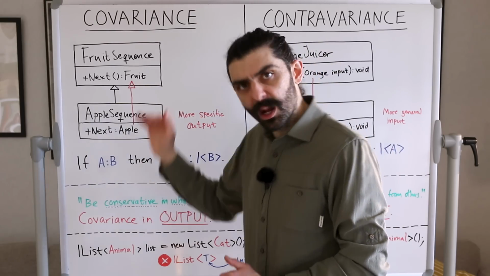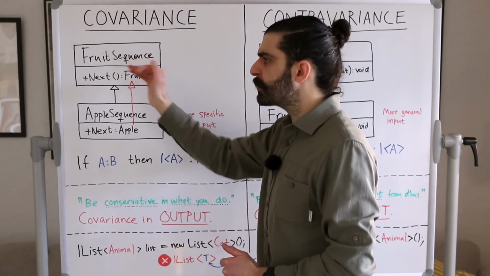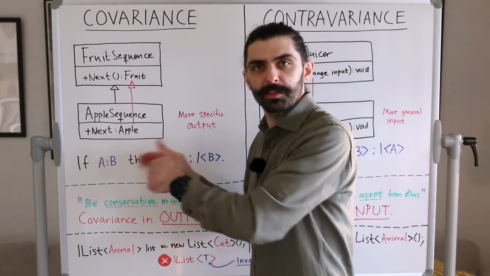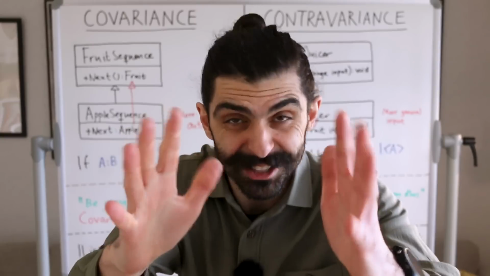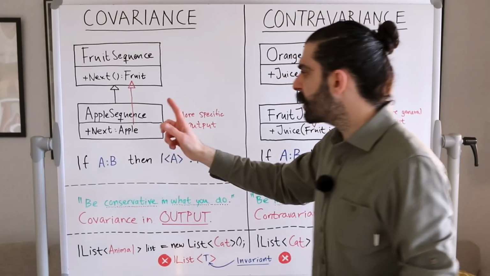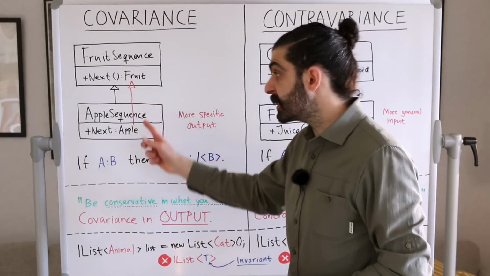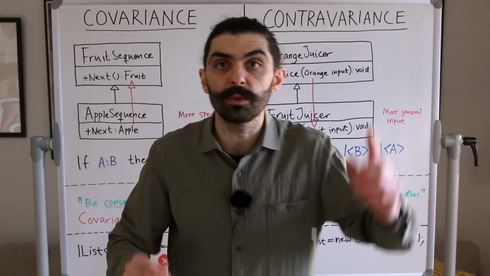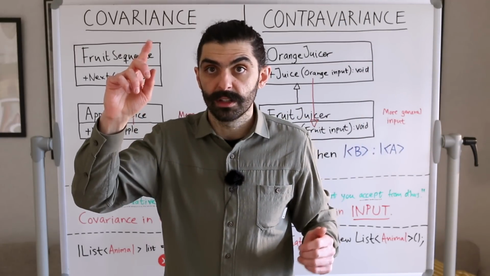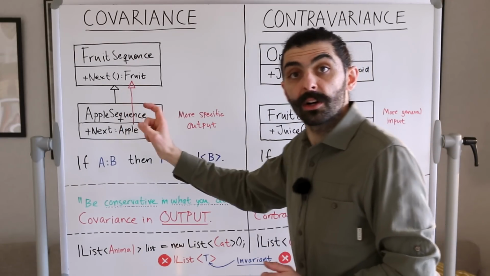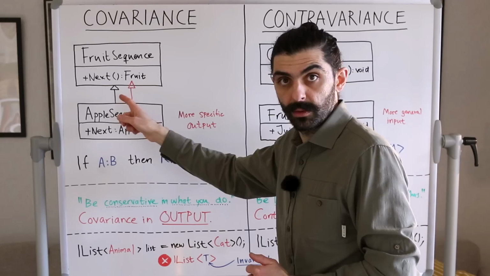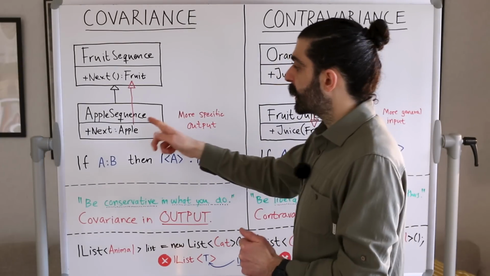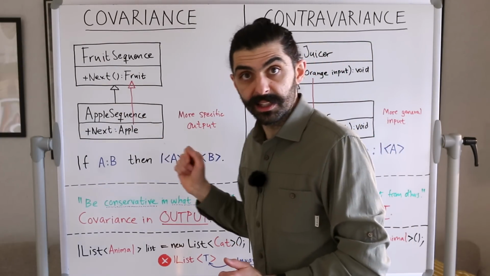Variance regards how subtyping of types that use other types relate to the subtyping of the types that they use. Wow, that's a mouthful. Here's what I mean. Look at the red arrow in this UML diagram and in this UML diagram. Notice how they move in opposite directions. This black arrow is the regular is-a inheritance arrow, but this red arrow shows the subtyping relationship between the types that are used within these types.